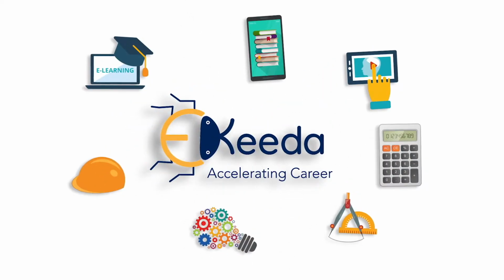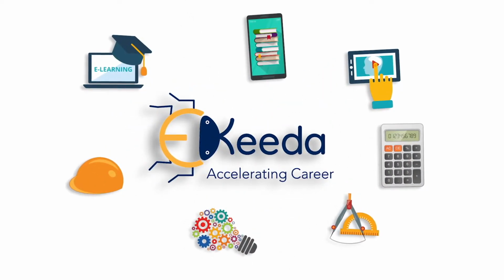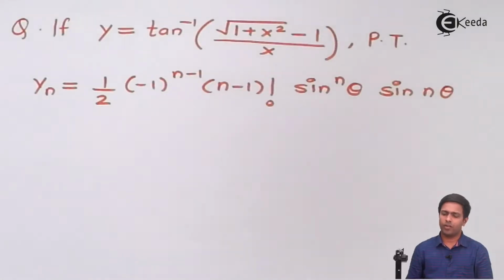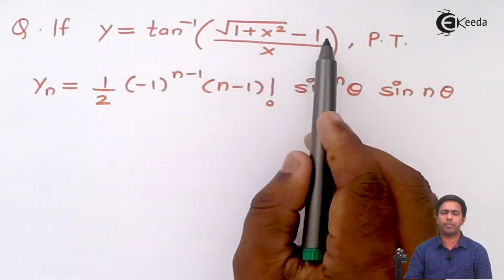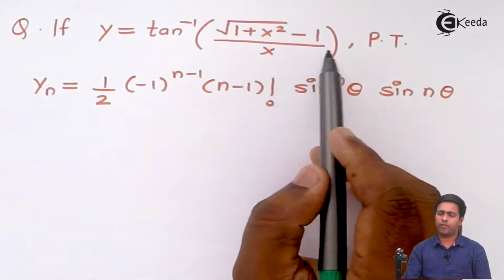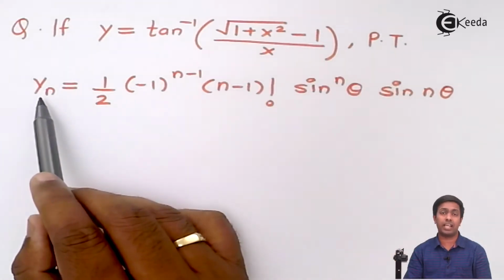So here we'll learn how to find the nth derivative with the concept of successive differentiation and de Moivre's theorem. So here we have y as tan inverse of under root 1 plus x square minus 1 whole upon x, and we have to find the value of yn.